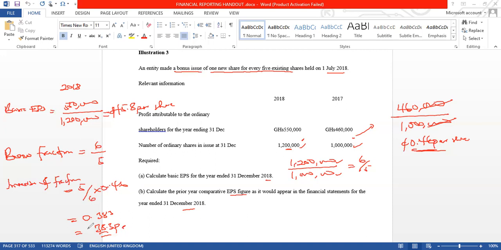So when there is a bonus issue, do your bonus fraction. That's all. You don't need to set up the table to weight your ordinary number of shares in issue because there is no cash introduction. So all you need to do is to straight away pick the figures in the respective year and do it. Do the same for 2017. But if you have to restate it, then you have to multiply your 2017 by the inverse of your bonus fraction. Remember, bonus fraction is given by the number of shares after the bonus issue divided by the number of shares before the bonus issue.